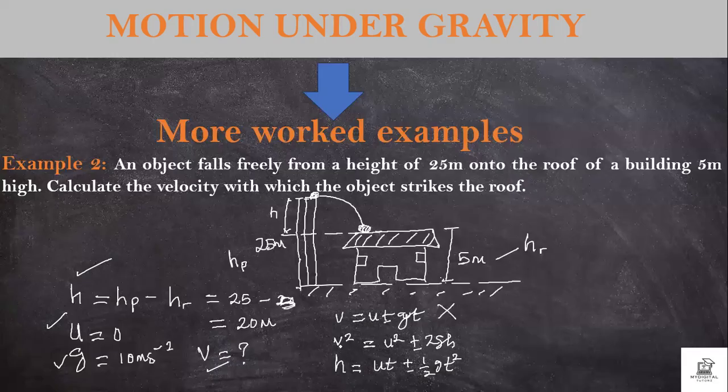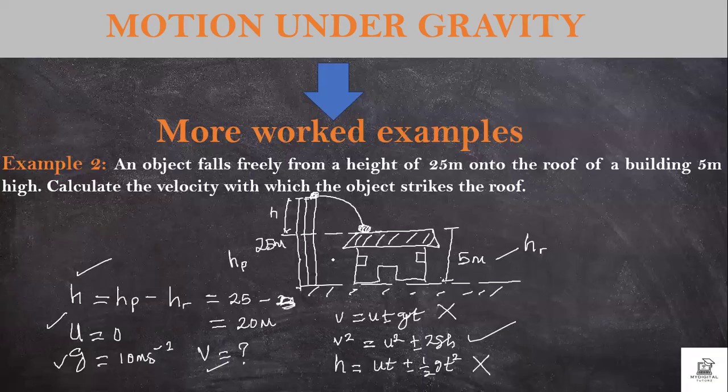The next, we have v squared, u squared, g, h. Here, it satisfies the parameters. In this last one, we have h, we have u, but we have t, and we don't have t in our question. Therefore, this one does not satisfy. So what satisfies these parameters is the second equation: v squared is equal to u squared plus or minus 2gh. Now, the next question to ask yourself: am I going to use plus or minus?